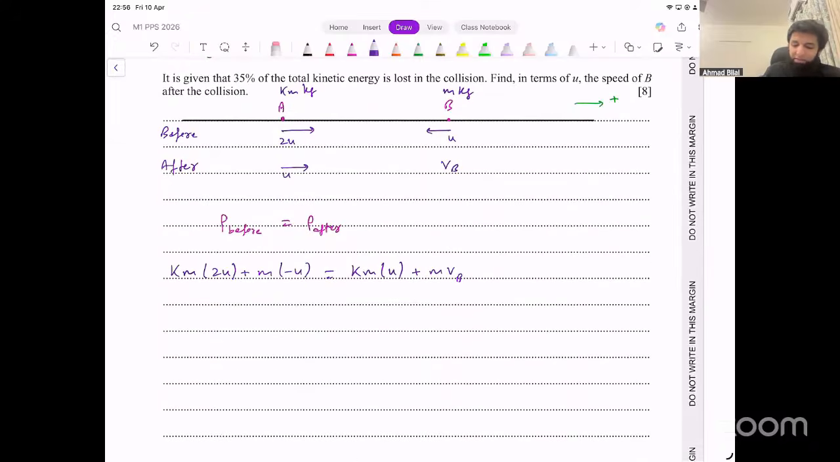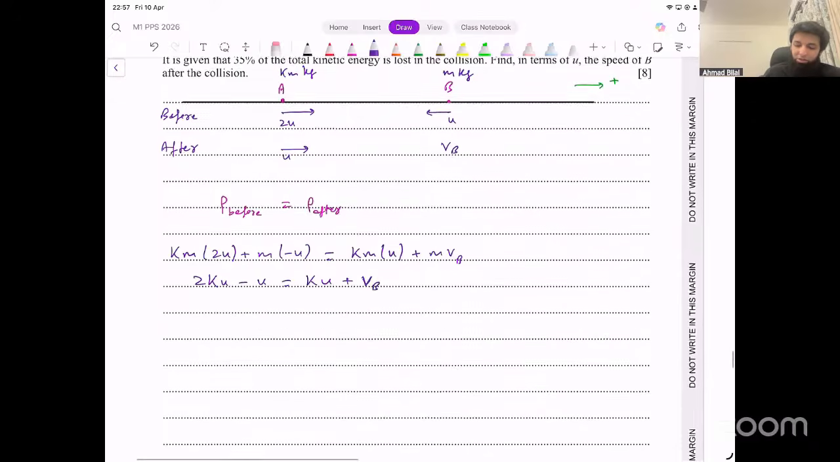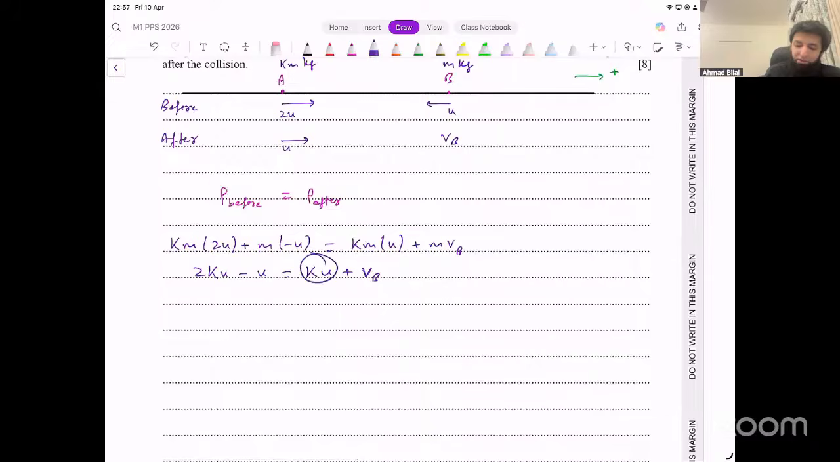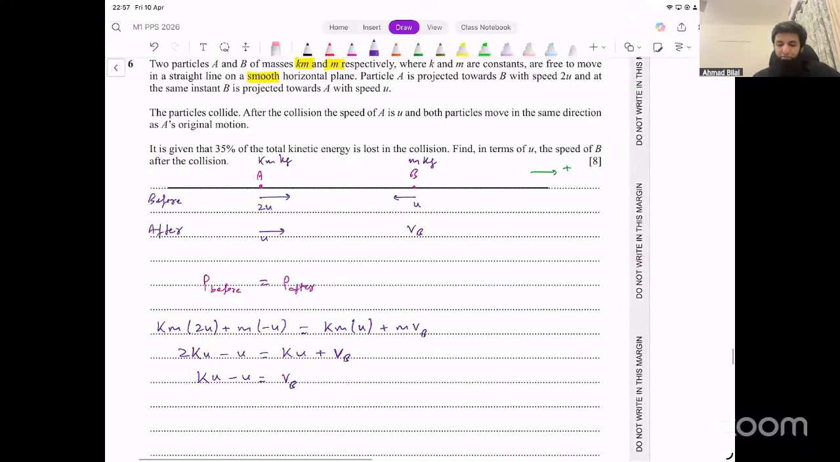Let's simplify this. m is appearing in every single term, so that will get cancelled. We would just be left with 2ku minus u equals ku plus vb. Now let's take the ku to the other side as well. That gives us vb equal to 2ku minus ku, which becomes ku minus u. This is what vb turns out to be, the velocity of B after collision.